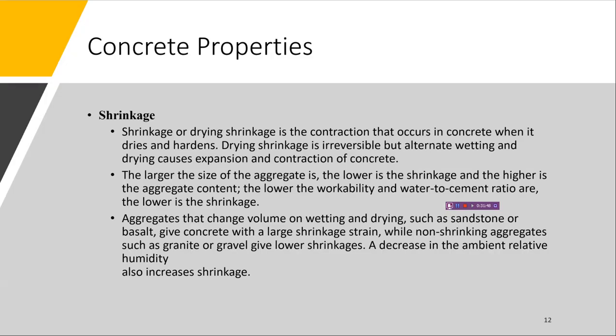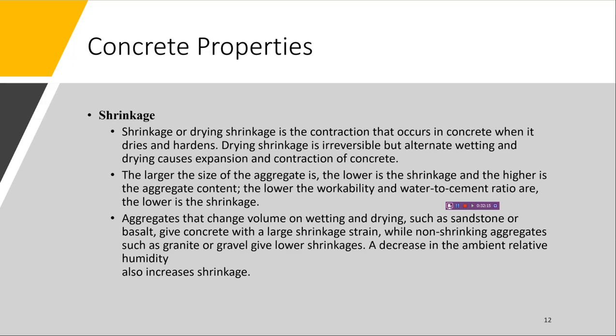And lastly is shrinkage. So shrinkage or drying shrinkage is the contraction that occurs in concrete when it dries and hardens. Drying shrinkage is irreversible, but alternate wetting and drying cause expansion and contraction of concrete. Okay, so if let's say dia wet, dia basah, dan dia kering, basah kering, so akan ada expansion dan mengecut dan mengembang konkret.